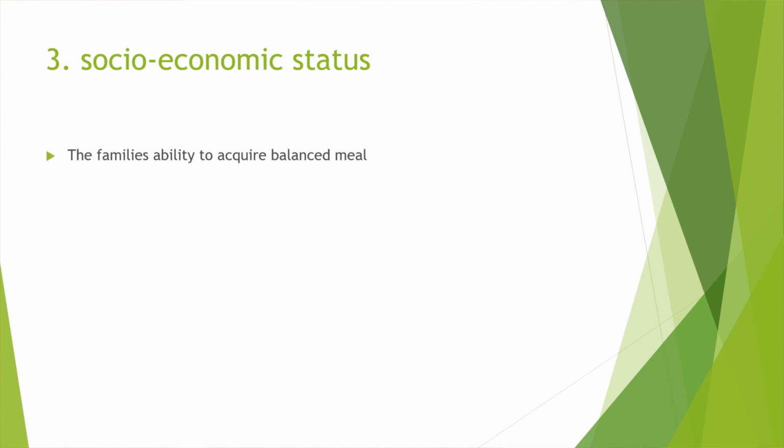Point number 3 is socio-economic status, where we talk about the family's income. Maybe the family is not able to afford a balanced diet for their child. Hence, this is going to lead now to point number 2, which is insufficient calorie intake, leading to failure to thrive.